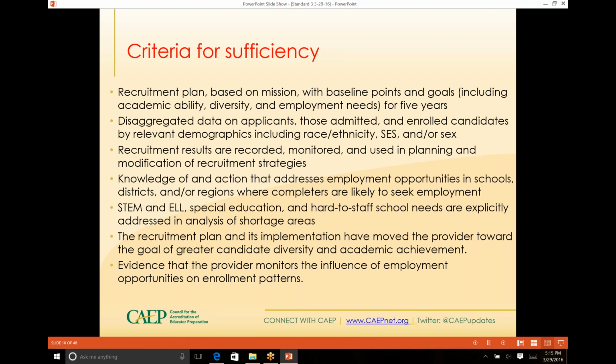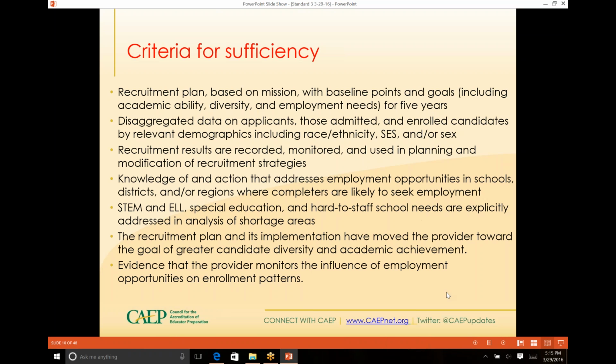And the criteria is that you've got a recruitment plan, you can base it on your mission. And as I said, it comes out that they're looking for 5 years of a recruitment plan, but certainly you can go longer than that. And that you're including academic ability, you're including diversity, and you're including employment needs in those plans and goals. That you've got disaggregated data, that you're using the results of your recruitment plans and efforts, that you're addressing employment opportunities, basically many of the things that we just looked at in terms of what are some possible sources of evidence. These map on to those sources of evidence pretty much one-to-one.